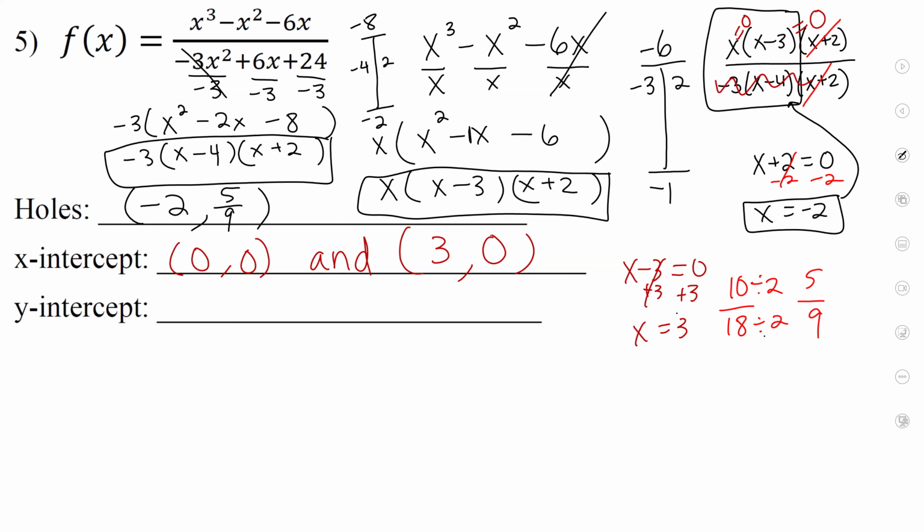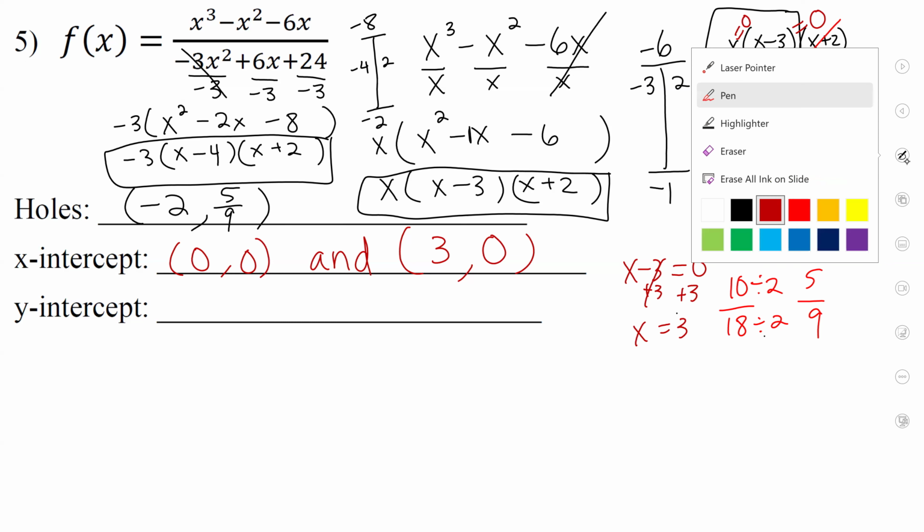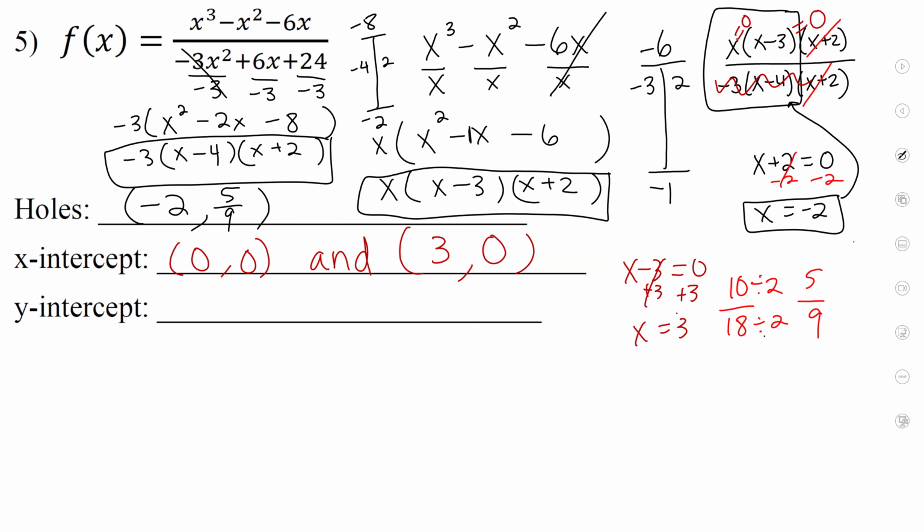Y-intercept. We just plug in zeros. I'm going to take my pen and look at the original problem. Put a 0, a 0, a 0. What's the top? It's a 0. They're all zeros. 0, 0. What's in the denominator? 24 is left. What's 0 divided by 24? 0. So your y-intercept is also 0.